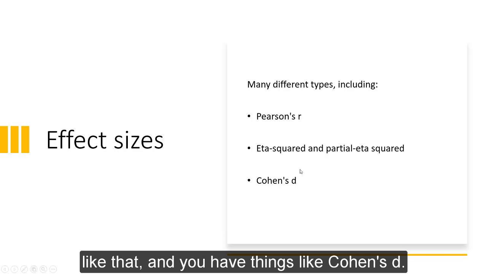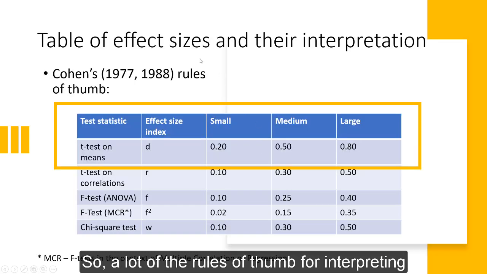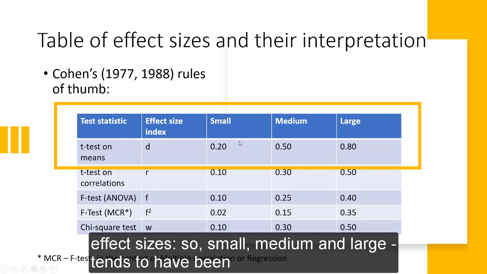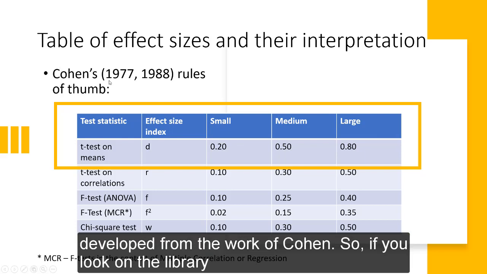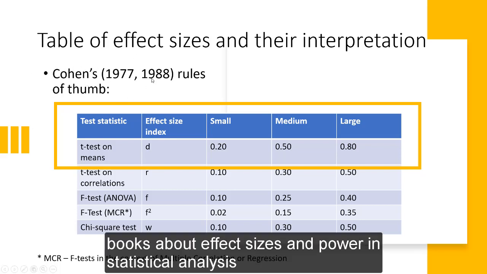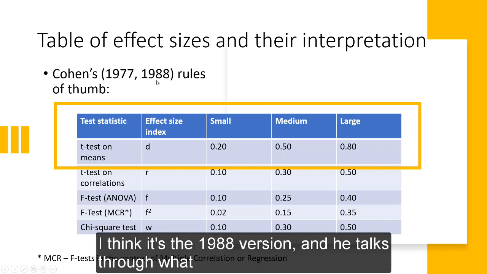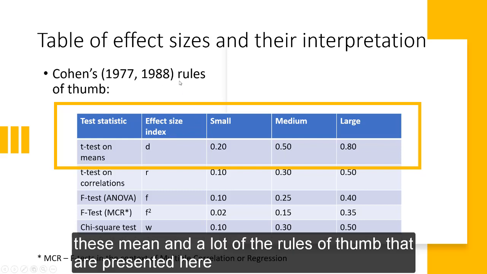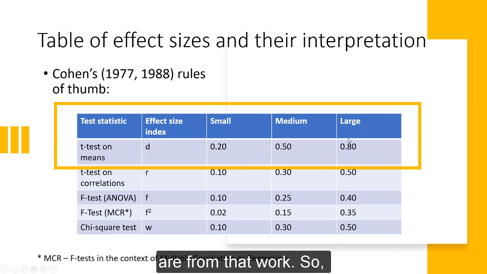And you have things like Cohen's d. A lot of the rules of thumb for interpreting effect sizes, so small, medium and large, tend to have been developed from the work of Cohen. If you look on the library ebook search box, you'll find one of Cohen's books about effect sizes and power in statistical analysis. I think it's the 1988 version, and he talks through what these mean, and a lot of the rules of thumb presented here are from that work.